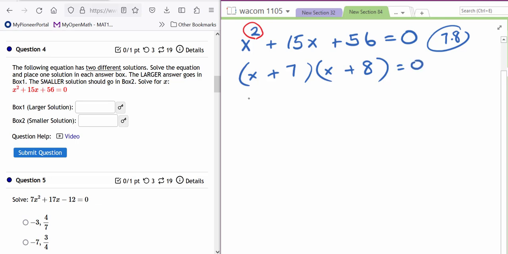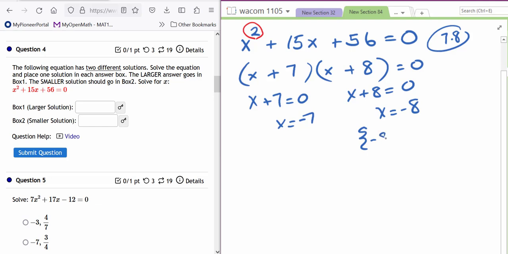And so then you set each one equal to 0. So x plus 7 equals 0. X plus 8 equals 0. And we'll solve. So we'll subtract 7. And this one we will subtract 8. So negative 8 and negative 7. All right, let's see how they're asking us. Box 1, they want the larger solution. The larger solution is actually the negative 7. And the smaller solution is negative 8. So I don't know why they changed up the format there.